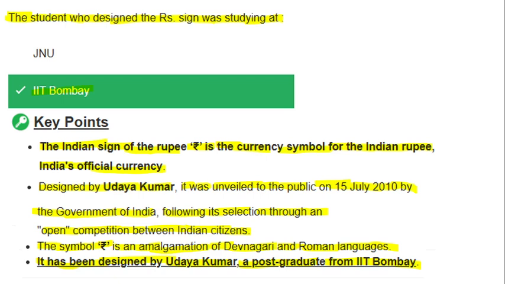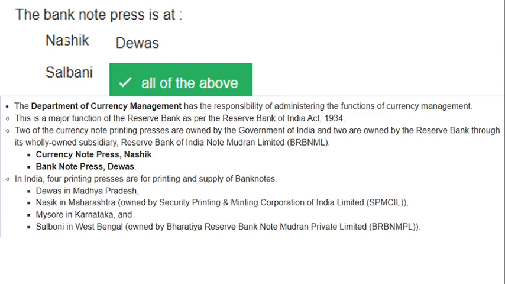The rupees symbol has been designed by Uday Kumar, a postgraduate from IIT Bombay. Next, the banknote press is at Nasik. The banknote press is at Nasik, Dewas, Salboni, all of the above. The Department of Currency Management has the responsibility of administering the functions of currency management. This is a major function of the Reserve Bank of India as per the Reserve Bank of India Act 1934.